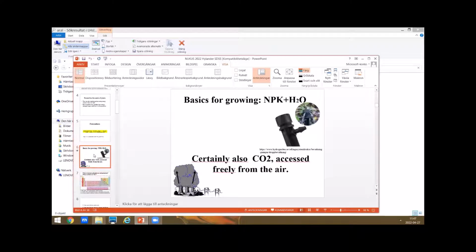And the basics for growing is to get nutrients such as nitrogen, phosphorus, and potassium, and water, large amounts of water, in fact. Certainly the plants also need carbon dioxide, but the plants will access this freely from the air. And in fact, there is too much carbon dioxide in the atmosphere nowadays, as you have heard about the greenhouse gas problems.